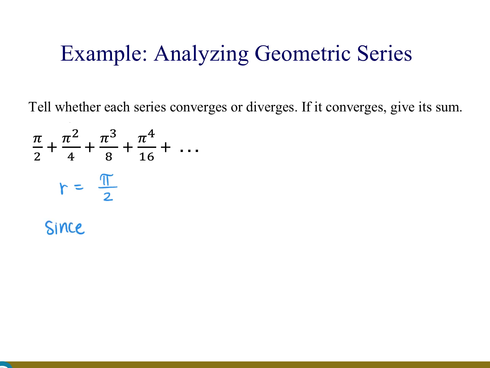So since r is greater than 1, the series must diverge. So it doesn't converge at all. The series will diverge if you've identified r as being pi halves.